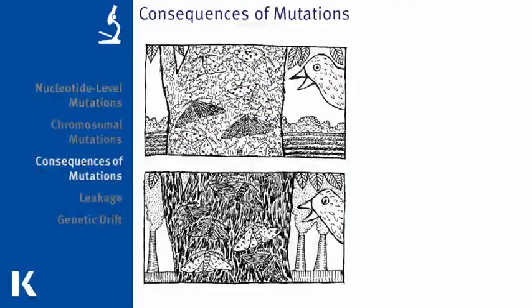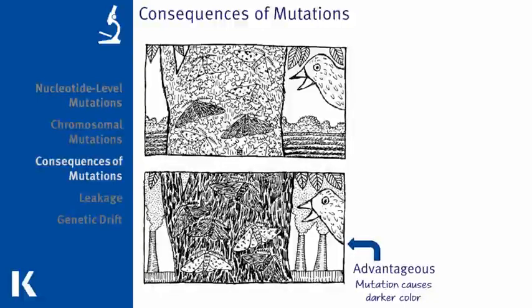But in the second picture, we see that growing industry in that area has caused the tree bark to darken from all of the soot. In this case, being a dark-colored moth is beneficial because they can now blend into the bark and the birds will prey on the light-colored moths. Here we can now see that there are more dark moths than light moths. In this case, the mutation that caused the dark color is an advantageous mutation to have, as these moths are surviving and creating offspring under these circumstances.